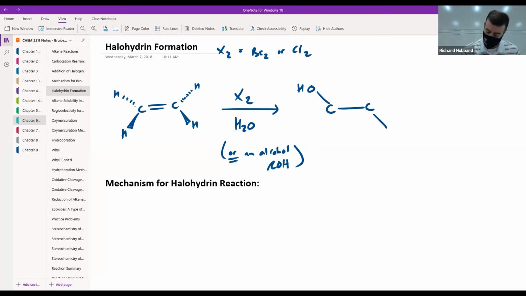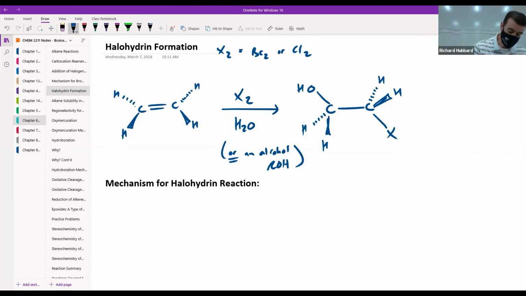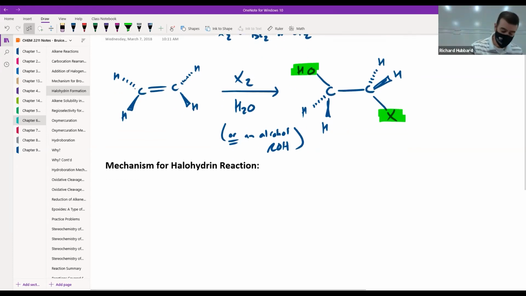Well, X, keep it generic. Okay, so we've added OH and our X, still anti-addition. Still anti-addition. That's because we're going to go through the same onium intermediate, chloronium or bromonium, depending on the halogen.